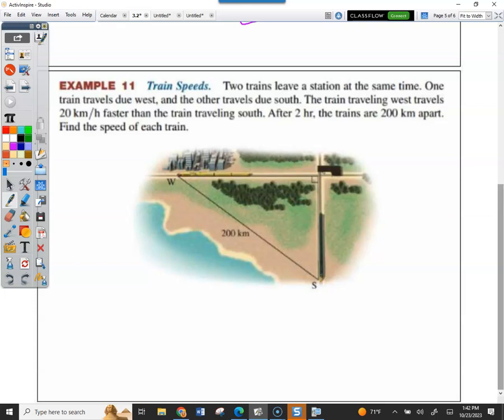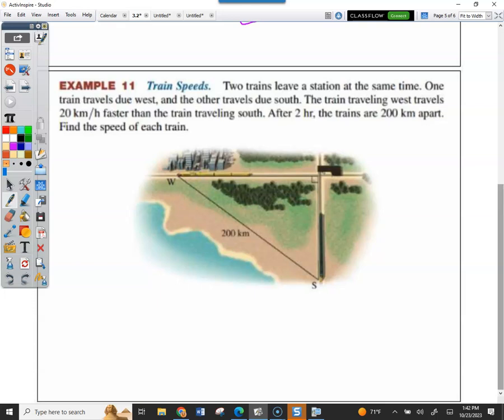Two trains leave the station at the same time. Nobody cares. One train travels due west, and the other train travels due south. The train traveling west travels 20 kilometers an hour faster than the one going south. After 2 hours, the trains are 200 kilometers apart. Find the speed of each train.